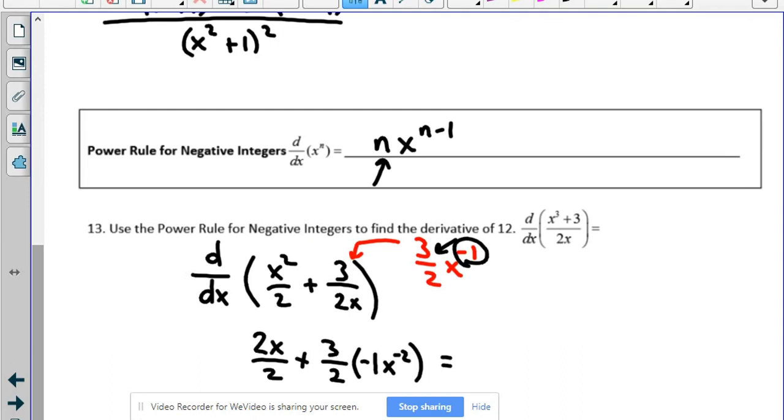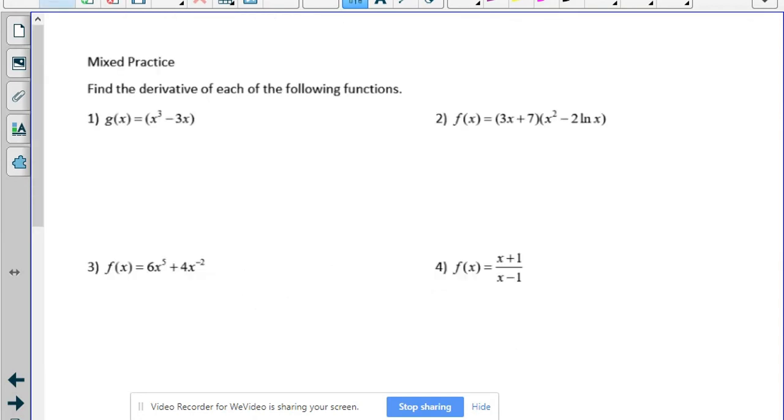So let's simplify this. 2x over 2 just becomes x. And then if I simplify this, it becomes minus 3 over 2x squared, as remember, x to the -2 I can rewrite with an x in the denominator. And then the rest is practice for you. I'll put answers up very shortly. Press pause if you need to, and then I will put the answers up.